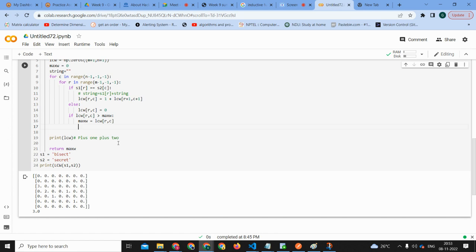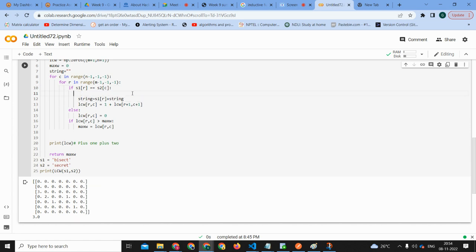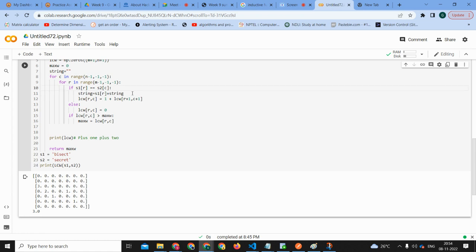So you understand that there can be an issue where you're appending two letters from max a that may be different. Yeah. Exactly. So the earlier thing we were trying, string equals to S1R plus string. So if we can check if S1 R minus 1 is equal to S2 C minus 1, only then we add the string.